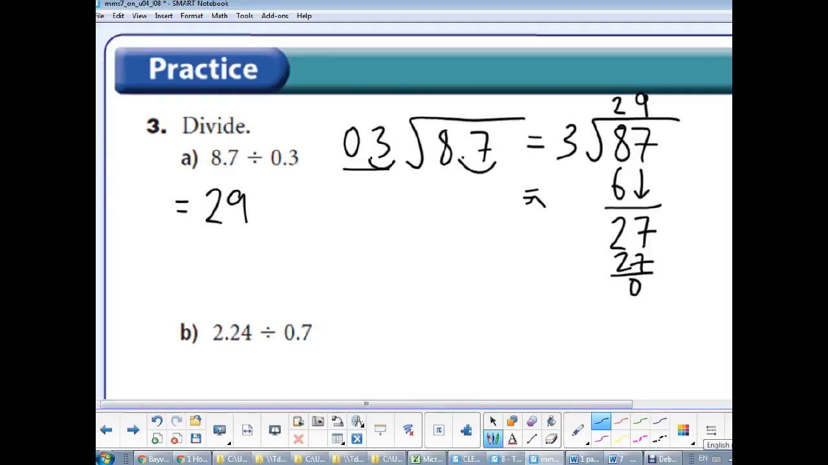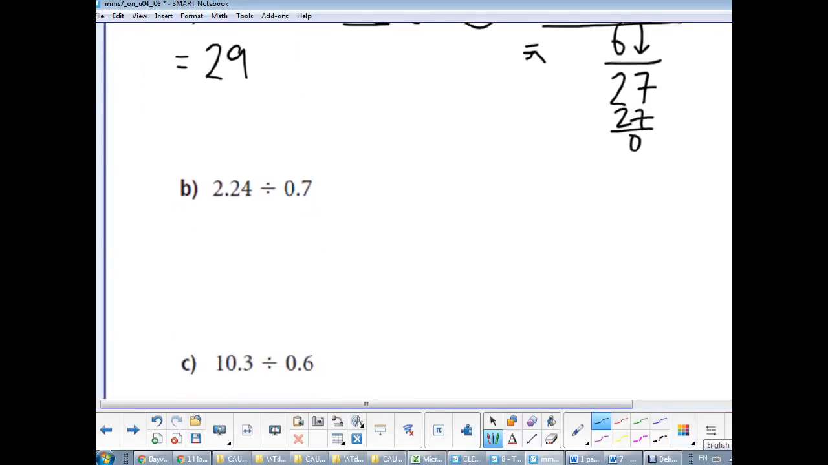It is important to rewrite the question in the proper format. Again, math is about communicating the right answer, not just getting the right answer.